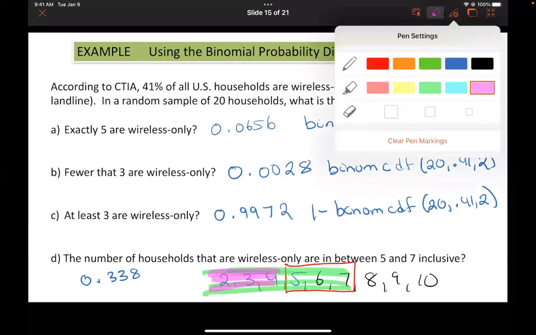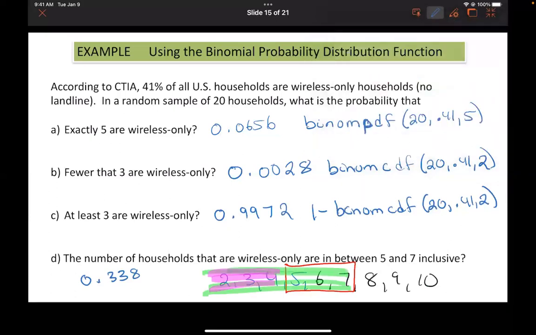So I'll write down what that looks like. It's binom CDF 20, 0.41, 7 minus binom CDF 20, 0.41, 4. Because what I'm doing is subtracting off that less than or equal to 4. And that will give me my 5 to 7.